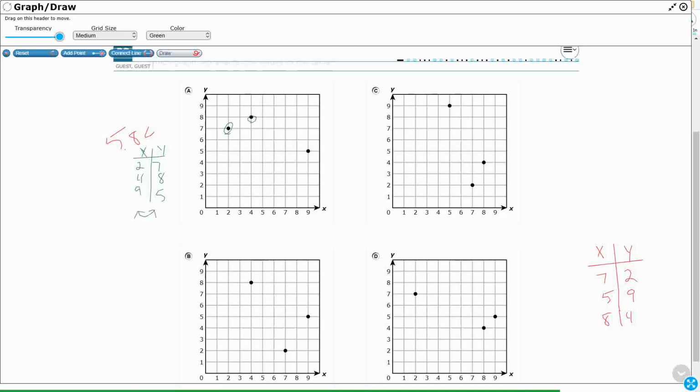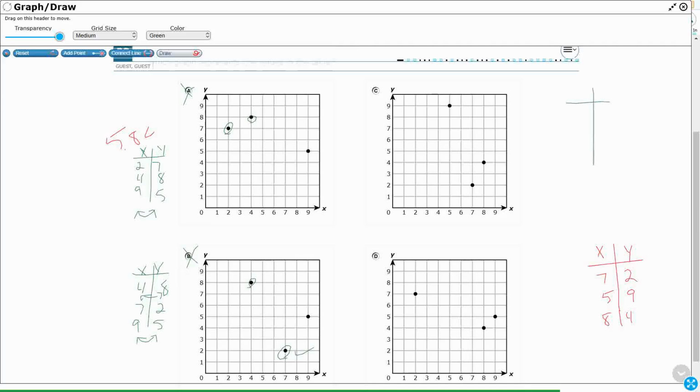Let's check B. So I've got, this first one is x of 4, y of 8. Okay, that's what the last one did. I get an x of 7, y of 2. That's correct at least. And then x of 9, y of 5. They flipped these two. So one is correct, and they flipped the other one. So neither of those are working for me.